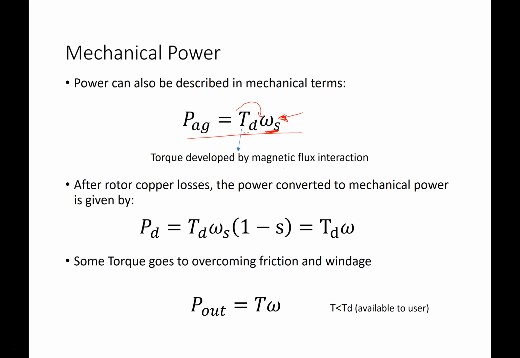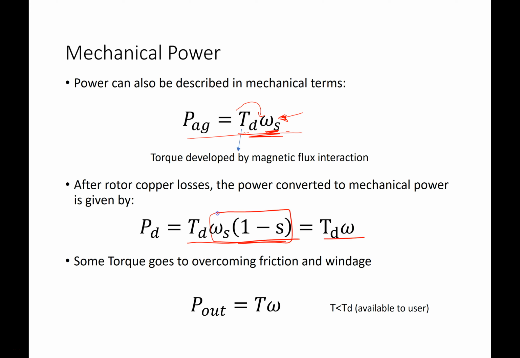So this is the air gap power, and again part of that power goes into the losses, which is S multiplied by the air gap power, which would be S multiplied by this. The remainder, 1 minus S, is the power converted to mechanical power. So 1 minus S multiplied by TD omega S, which is the same as TD multiplied by omega.